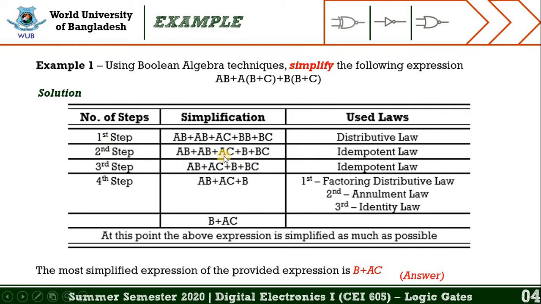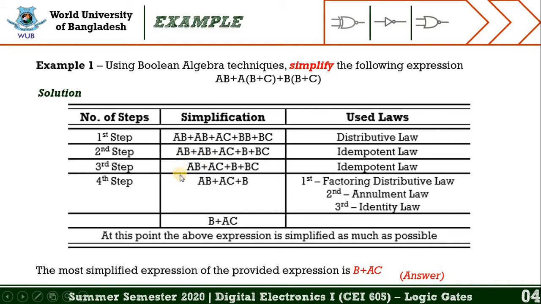Well, the second step would be, on the fourth term, applying the idempotent law, which is B and B is equivalent to only B. And the third step is also the idempotent law, on the first and second terms. As you see, A and B, or A and B, equals A and B.